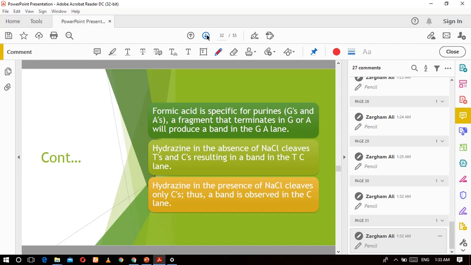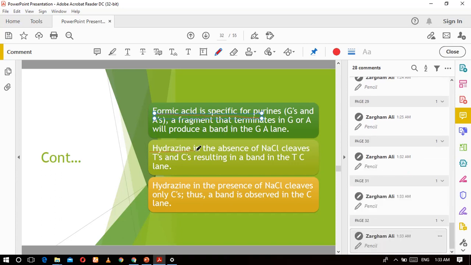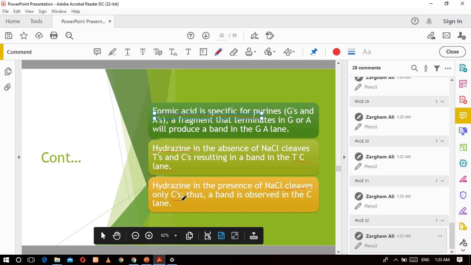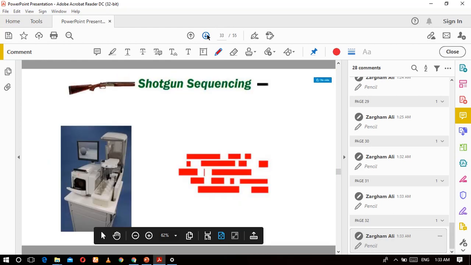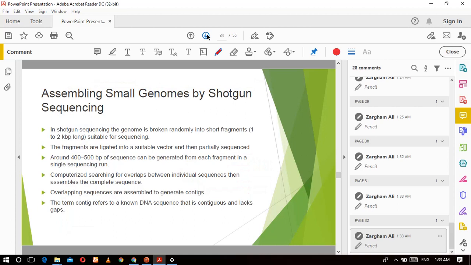Then the following method is used for cutting the Gs and As. Hydrazine in the absence of NaCl cleaves the T and C lane, and hydrazine in the presence of NaCl cleaves only Cs. Thus, a band is observed in the C lane. Another method is shotgun sequencing, which is a kind of modern method.